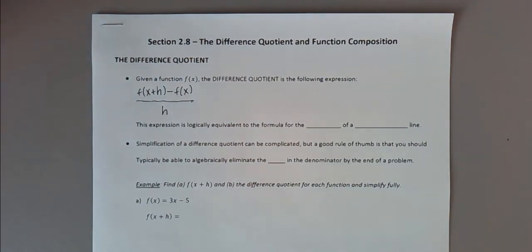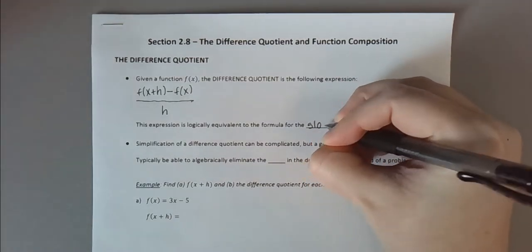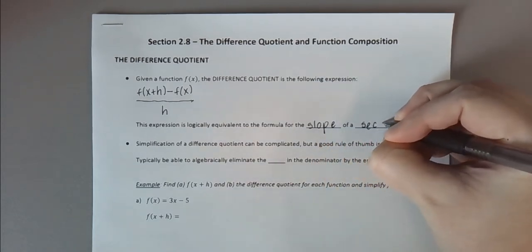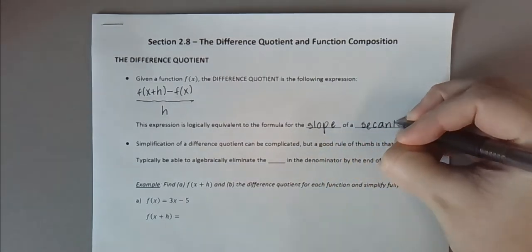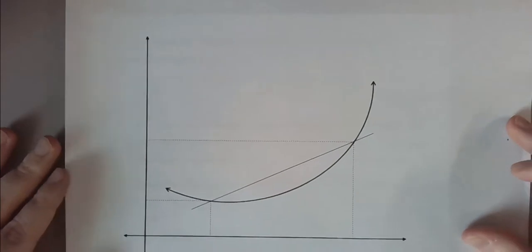So as you first look at it, it probably looks pretty arbitrary, but it actually has a context, it actually has a very specific meaning. So logically speaking, this expression is equivalent to the formula for the slope of a secant line that's drawn passing through the graph of f of x. So let's look at an illustration of what this would look like.